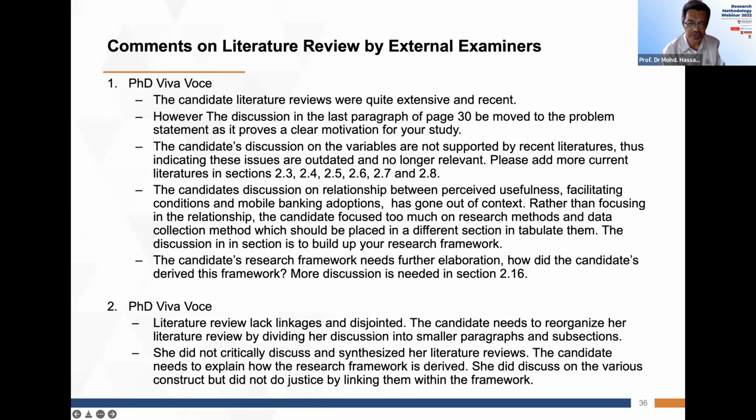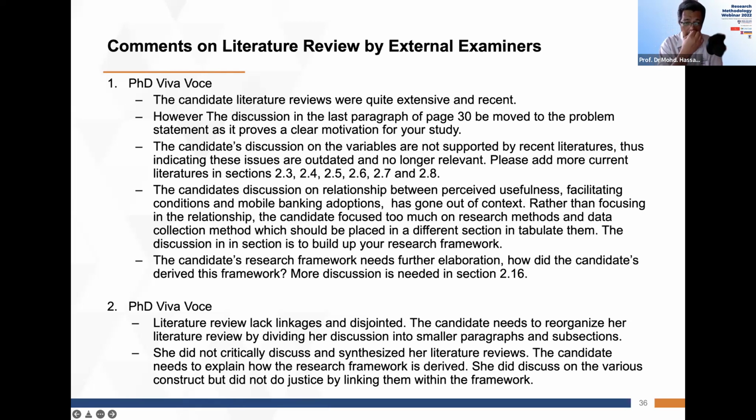This candidate's literature review is quite extensive and recent. Extensive in the sense that it is almost exhaustive. This particular candidate has gone to great lengths to search for literature, and may have covered most of the top important literature in this particular field of study. And it's recent in the sense that it's very up to date.